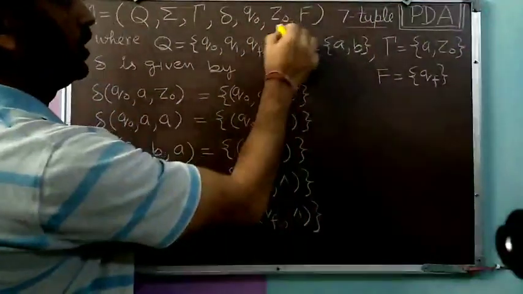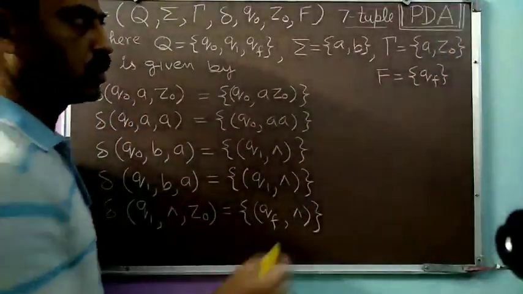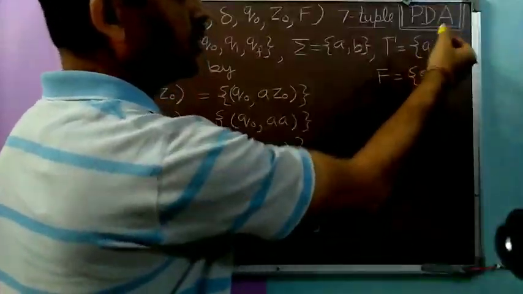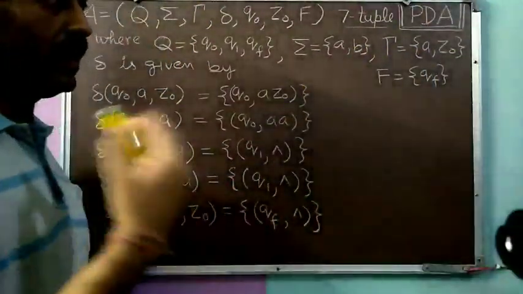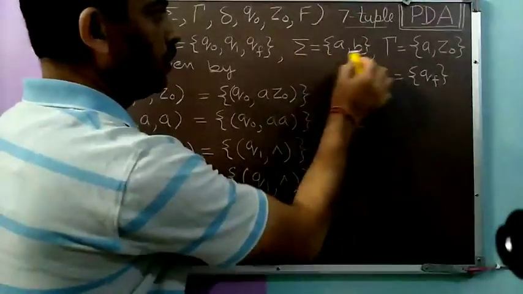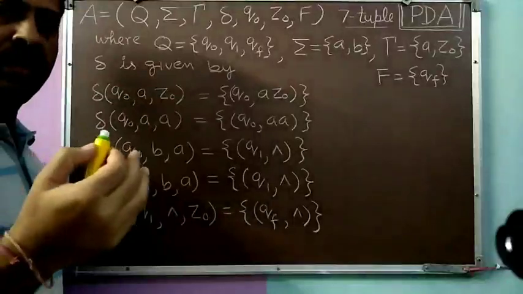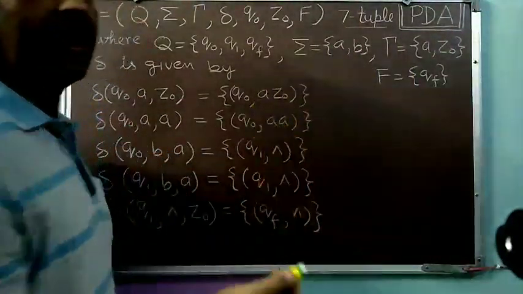As we have said here also, Z0 is the initial push down store symbol, so it should always be part of rho, and additionally A is also present there. Now from this example we can understand that there may be common symbols between sigma and rho. It is not required that rho and sigma cannot contain the same symbols.